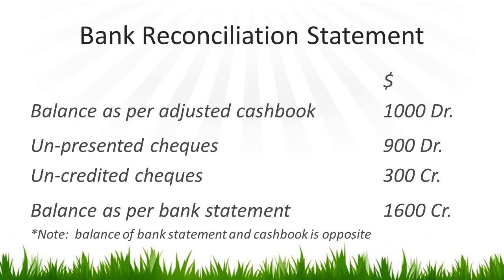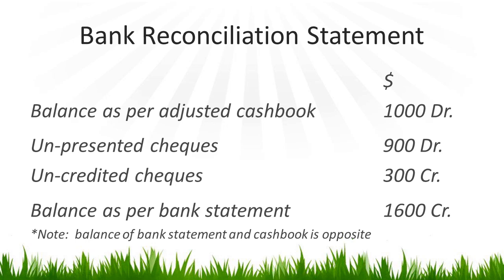So if we are starting with a debit balance of adjusted cash book, we subtract uncredited checks and we add the other type of checks, which is unpresented checks. So unpresented checks are added to the debit balance, uncredited checks are subtracted from the debit balance, and we arrive at a balance which is called balance as per bank statement.